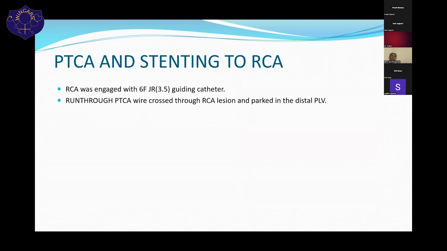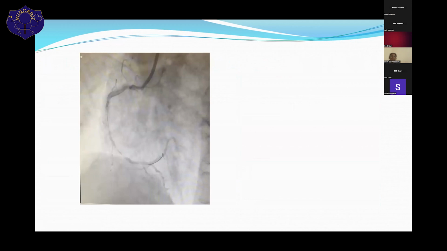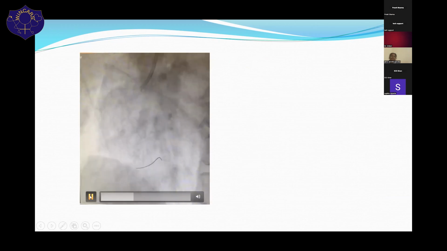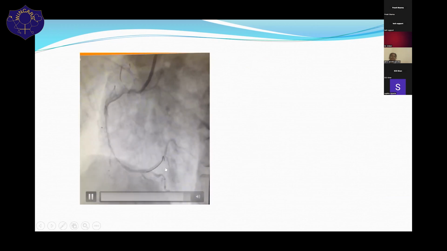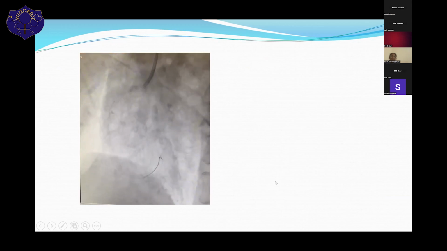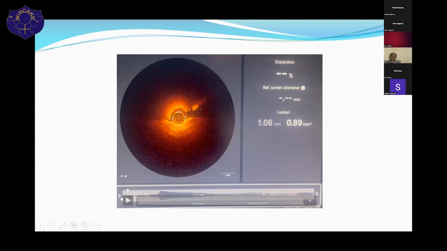So next we did PTCA and stenting to the RCA. We engaged right coronary with a JR 3.5 6 French guiding catheter. We could pass the regular Runthrough wire. We dilated the RCA segment with a 1.5 15 balloon. And after pre-dilatation, we took an OCT run of the RCA. This is the OCT run of the RCA.